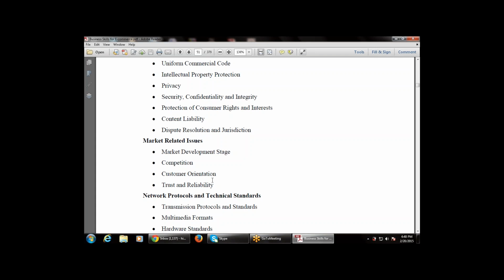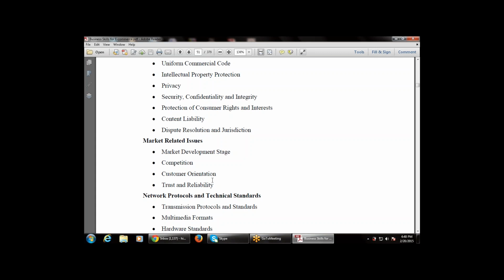These are the market related issues. That is the market development stage: there should be proper market development, proper advertisement, and proper marketing. Then competition. There should be competition in the market. Without competition no one can survive, so there should be proper competition in the market.